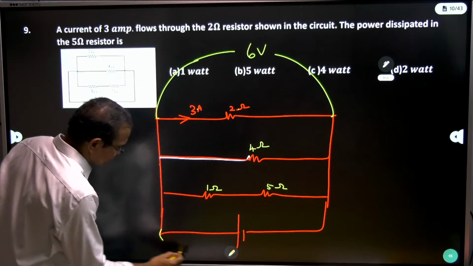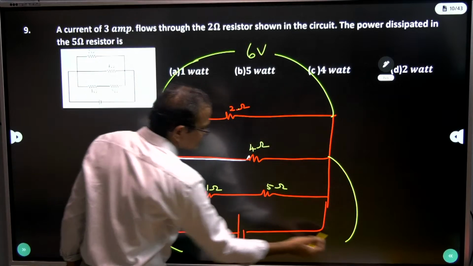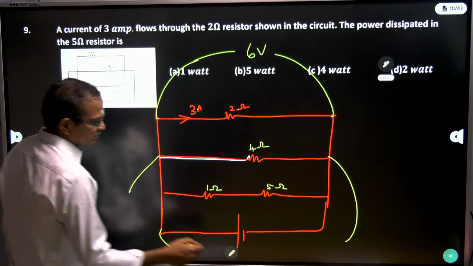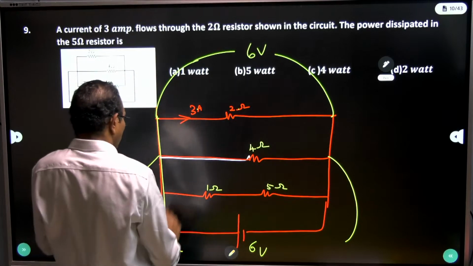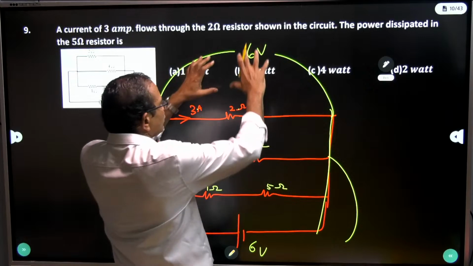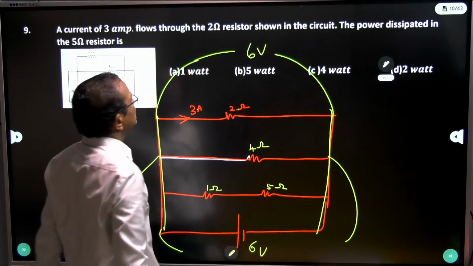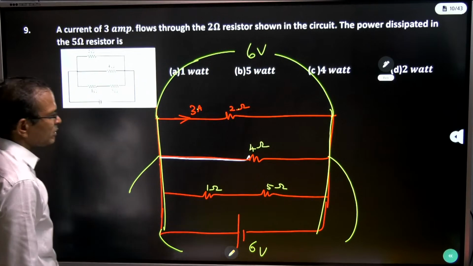What is the potential difference between this point and this point? Same, 6 volt, because all of them are connected in parallel. Look at it, all of them are in parallel. Once it is 6 volt, it is 6 volt everywhere. What's the question now? Power dissipated by the 5 ohm is the question.